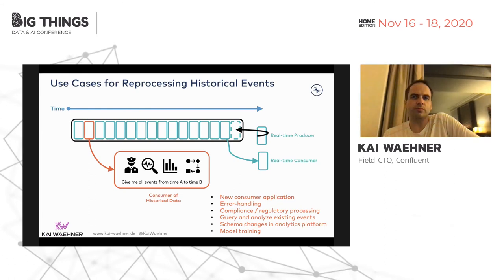For example, for compliance and regulatory reasons. Or we have customers, for example, which use Snowflake as a data warehouse. And every time they change the schema, they need to replay the data because they need to reprocess it and store it in the table differently. And so they reprocess it again from Kafka and ingest it again into the data lake or into the data warehouse. So there's really plenty of different use cases why people reprocess data.